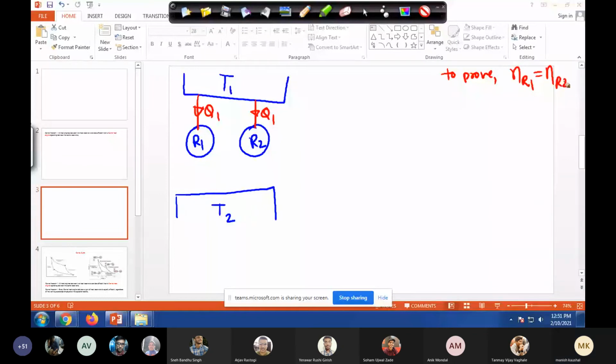Okay. Let's say this claim is wrong, so this is not true. What is our claim? Our claim is that their efficiencies are not equal. Let's say eta R2 is greater than eta R1. That is our claim. Right now we are saying that this is correct and the equality is wrong. That's what we are claiming.